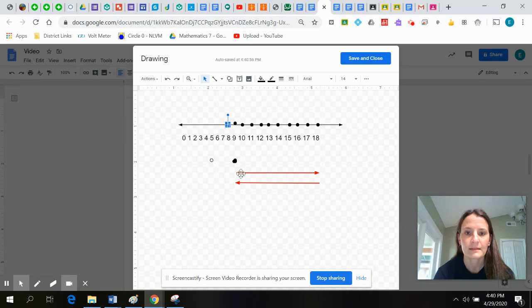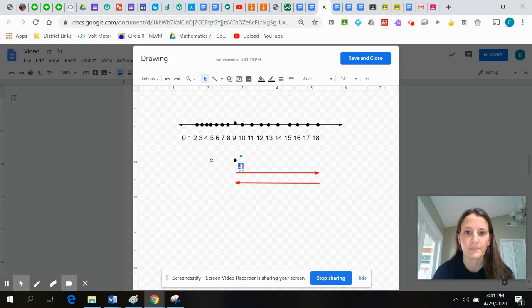8. 7. 6. 5. 4. 3 rides. 2 rides. There's my last dot. Okay, Control C, Control V.